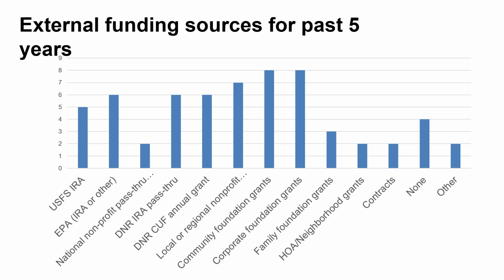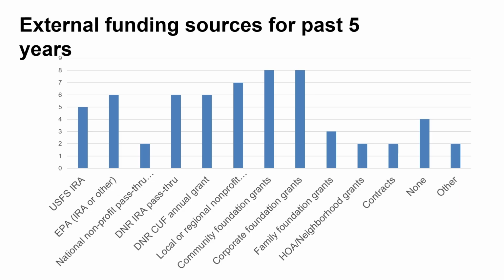The next couple up there that I think are the largest, we've got federal funding. So Forest Service is the first bar, IRA funding, and then EPA, IRA or other funding. And then move over to DNR IRA pass-through and DNR CUF annual grant. Those are all in that next highest category, those four. So federal and state money, but the majority of that state money coming as pass-through federal funds, okay?